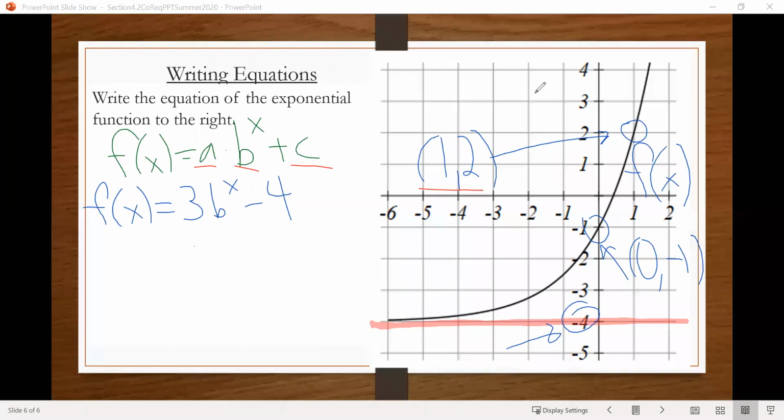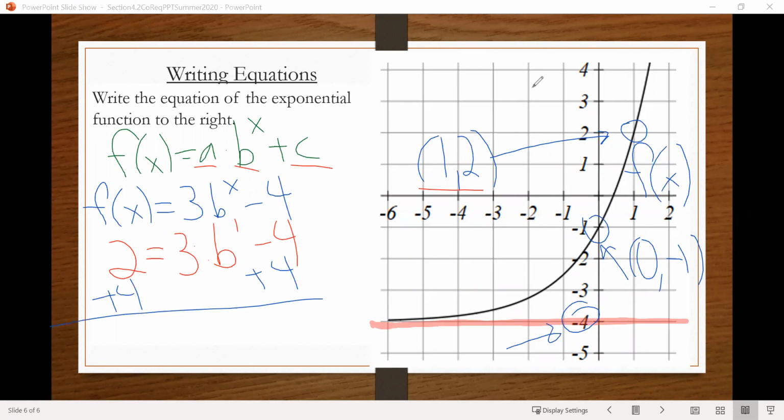Again, it tells us that for an output of 2, we have the input value of 1. Okay, so we have 2 equals 3 times b to the first minus 4. We can solve for b, so add 4 to both sides. So 2 plus 4 gives me 6 equals 3 times b to the first, which is just b. We can divide by 3 on both sides, and we end up with b equals 2. So now we have the value for b as well.